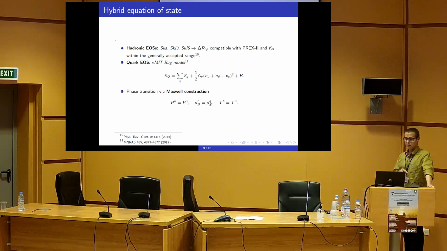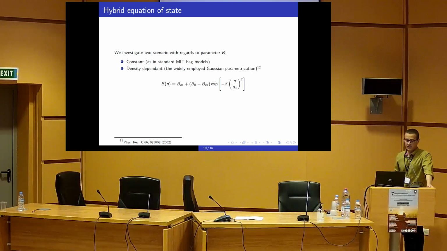For the hadronic part, we are going to use 3 different Skyrme effective interactions which scan the range of the neutron skin thickness predicted by the PREX-II experiment. And for the quark equation of state, we're going to use one of the most widely employed phenomenological parameterizations, which is the vMIT bag model, which has a term that is related to the Fermi energy of quarks, a term that is related to a repulsive interaction that is mediated by a vector boson, and the so-called bag term, which is an attractive channel. And we're going to do this thermodynamically consistently via the Maxwell method, which is described by the last 3 equations.